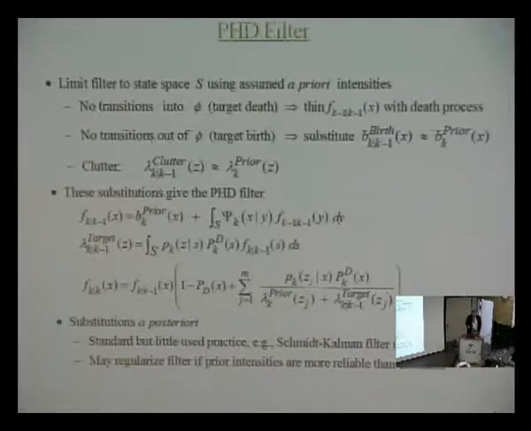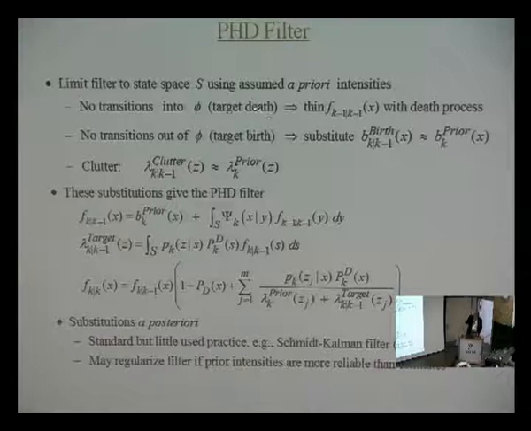So I'm going to limit the filter, that is, restrict this filter to the state space S. We'll get rid of phi. In doing that, I'm not going to allow transitions into phi, so I need to thin it with a death process in order to do that. So it's a separate process. I'm not going to have transitions out of phi. Remember, I'm killing off phi, so I can't allow transitions into or out of. I have to compensate for them in some other way.